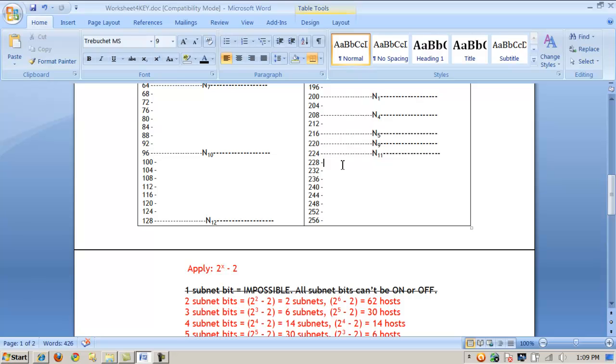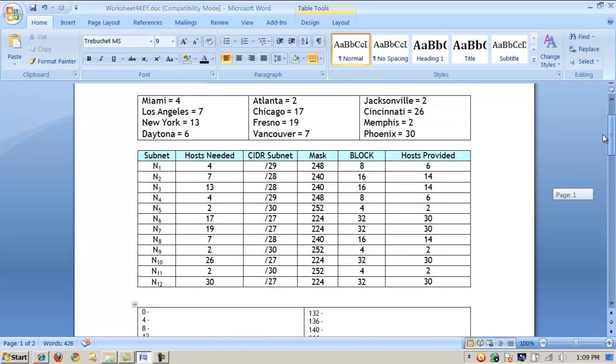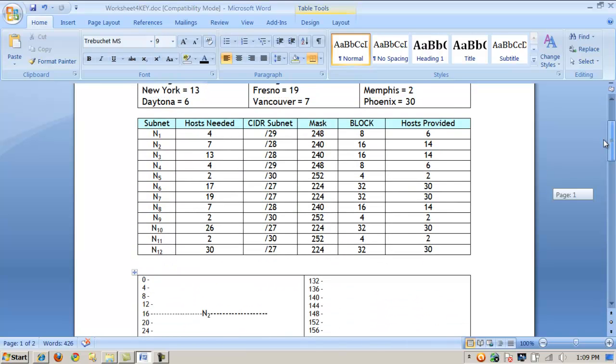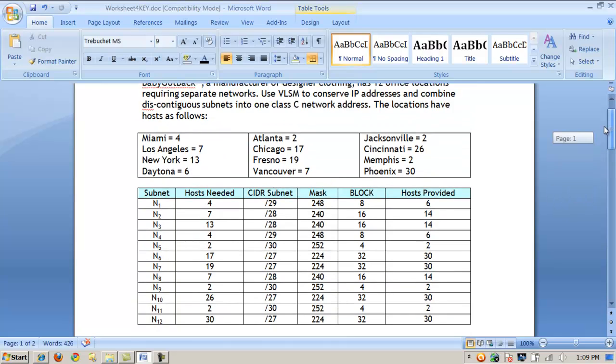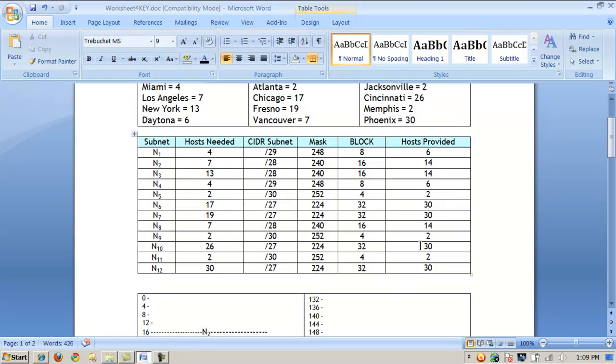And again, I'm wasting far less IP addresses than I would be wasting if this were, I mean, here I can accommodate all these on one single network using VLSM and CIDR. Whereas if this were classful IP addressing, I would need several Class C networks to try to accommodate this range of subnets.